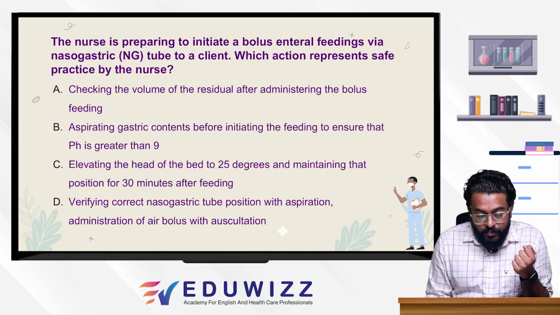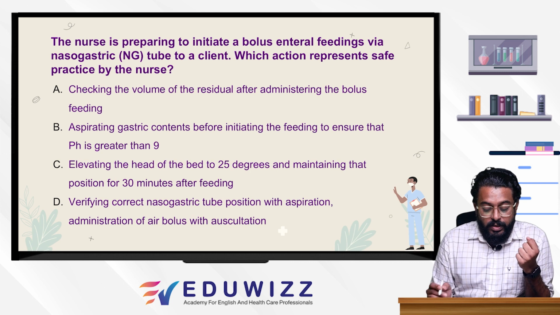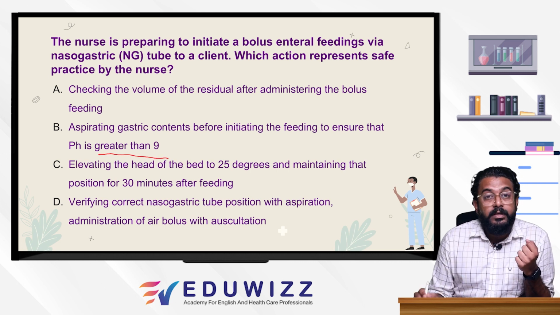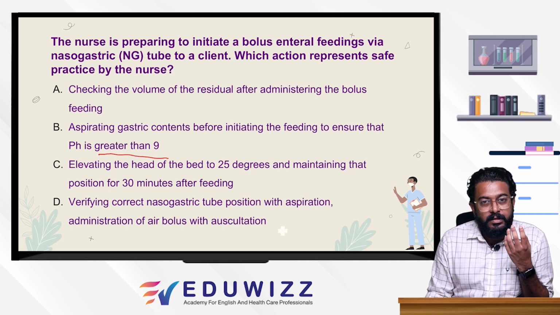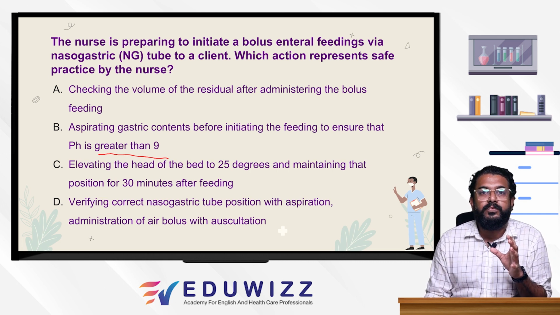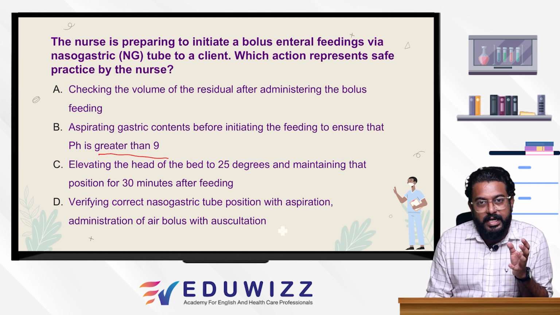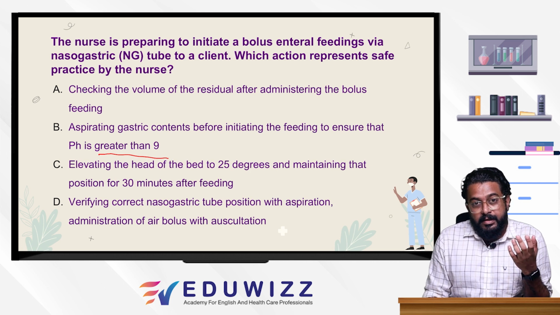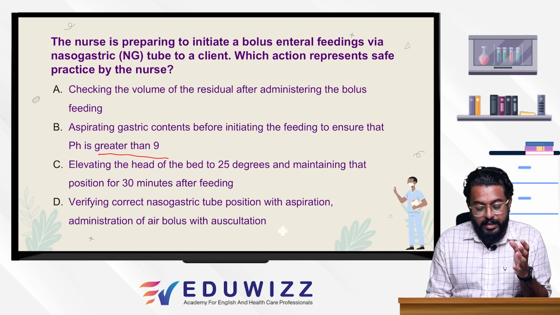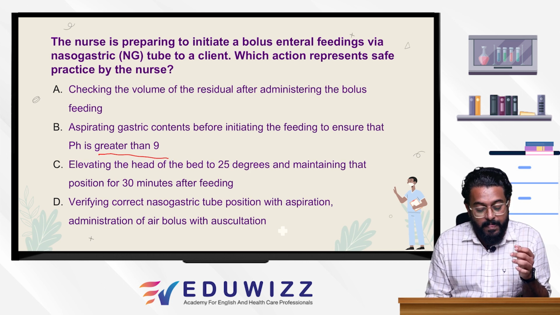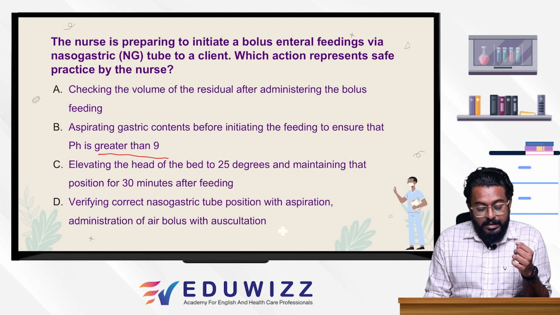B, aspirating gastric contents before initiating the feeding to ensure that pH is greater than 9. The normal pH of the stomach should be less than 7, because the content of the stomach, which is gastric juice, is acidic, so it should be maintained less than 7. Normal pH is 7. So option B is also wrong. C, elevating the head of the bed to 25 degrees and maintaining that position for 30 minutes after feeding. It's not required that you maintain that position for 30 minutes. So option D is the right answer.